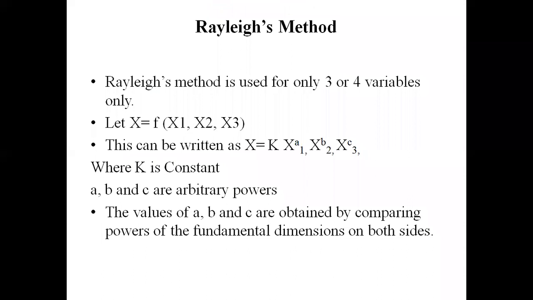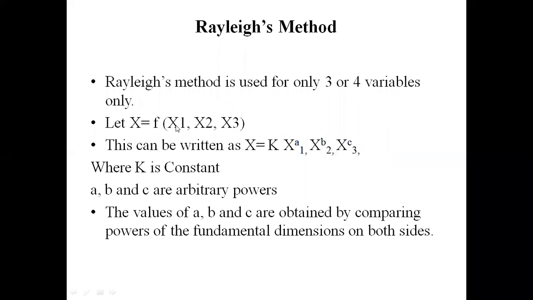When we are using Rayleigh's method, if the variables are within 3 to 4, okay, 1, 2, 3, 4, if it is in this particular range, then we can go with Rayleigh's method. If it is more than 4, then we have to go for the Buckingham Pi theorem. In that case, we have dependent variables and independent variables. So x is the dependent variable, which depends upon x1, x2, x3. So x1, x2, x3 are called independent variables.